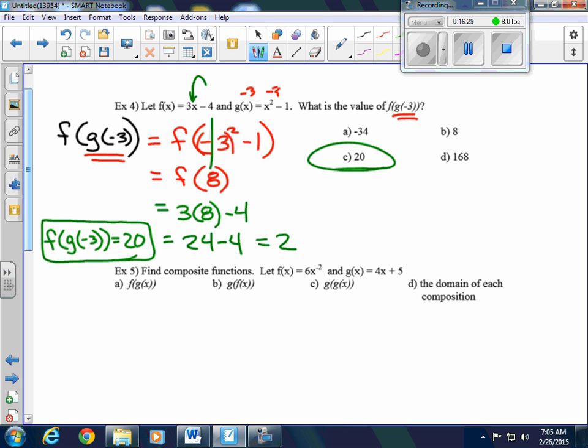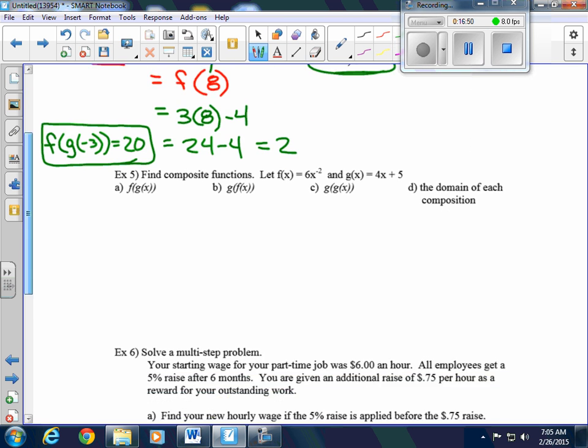So you're always going to start with the inside. We've found g of -3 hundreds of times, so you just have to find that. Then, whatever that answer is, and in this case it was 8, you just took 8 and plugged it into the f of x function. So we found f of 8.